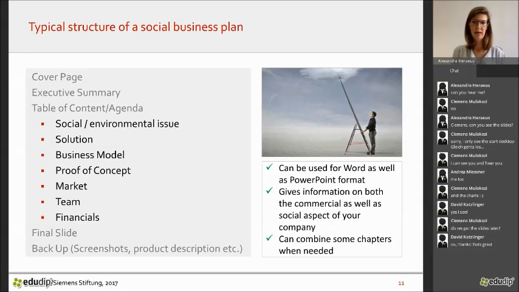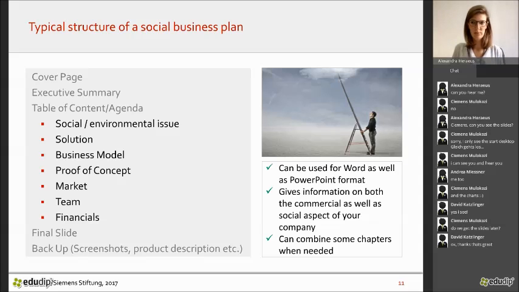As you see here on the right side, that structure as an idea is very helpful for PowerPoint and for Word. So you can use it for both of these formats. And as I said, make sure to provide some information on the commercial, but also on the social side. And sometimes you will have the opportunity to have a long list, so you can even take the social impact as its own chapter, or you can take more chapters in if there's something that you want to be talking about specifically. But of course, you always have the opportunity also to shorten it up and to combine some of the chapters in order to make the agenda a little bit shorter if you need it.